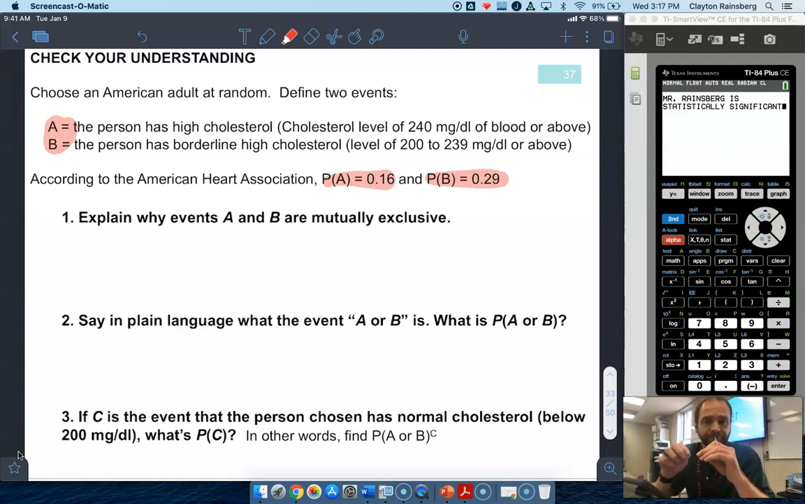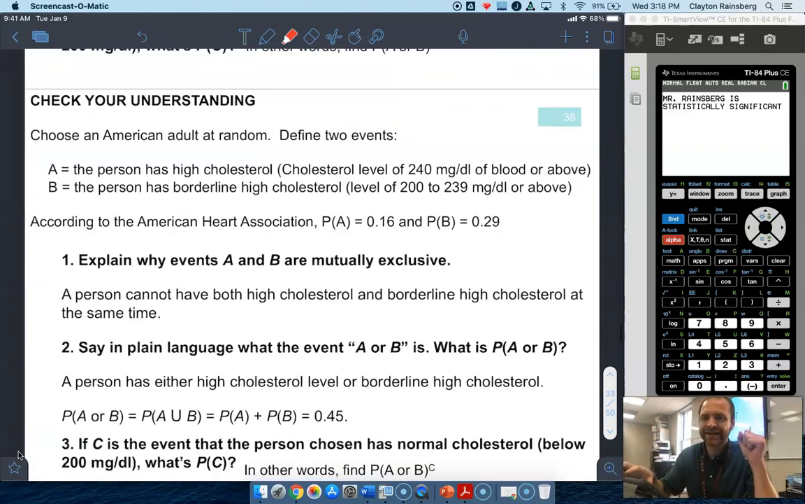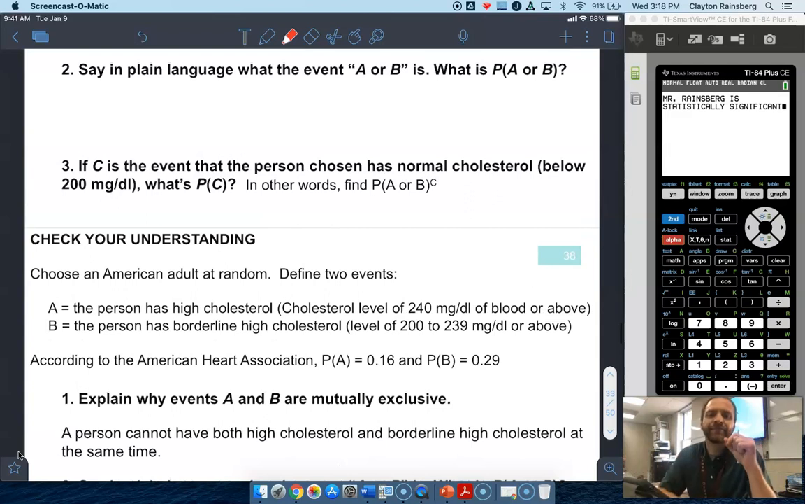So can somebody have cholesterol that is 240 and above at the same time have cholesterol between 200 and 239? And the answer in that case is no. A person cannot have both high cholesterol and borderline high cholesterol at the same time. They can have cholesterol level 240 and above. Pick a number, 270. So is 270 also between 200 and 239? No. You can't have both. You're either in that borderline or you're high. You're not in both. So these two events are mutually exclusive. There's no outcomes that overlap on it.